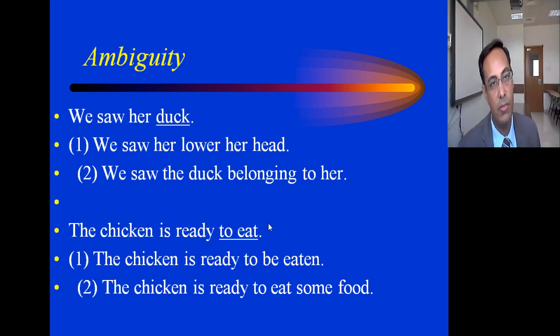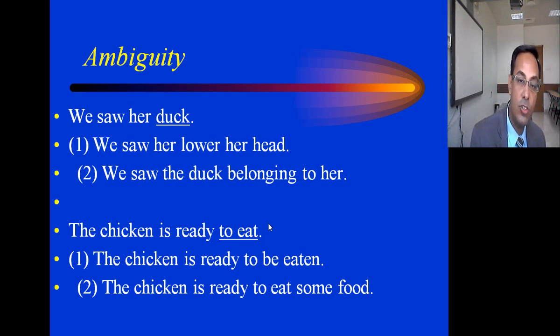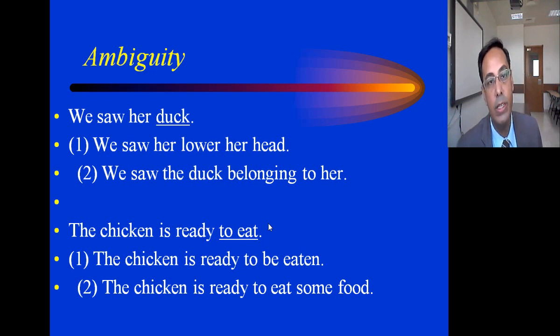Another example of an ambiguity: the chicken is ready to eat. The chicken is ready to be eaten, or the chicken is ready to eat some food. So each sentence has two meanings, and the translator has to find out the right meaning, of course through the context.